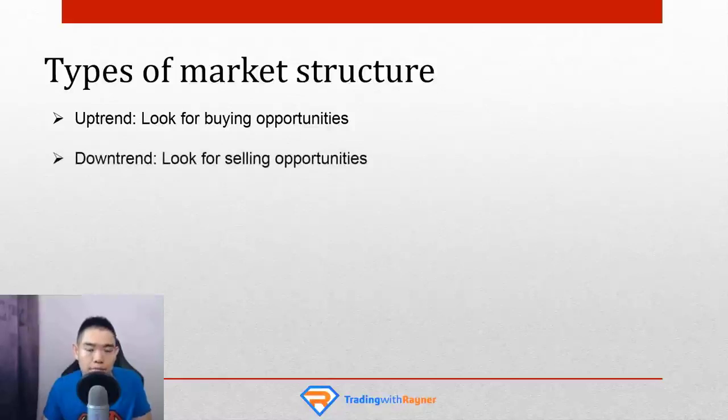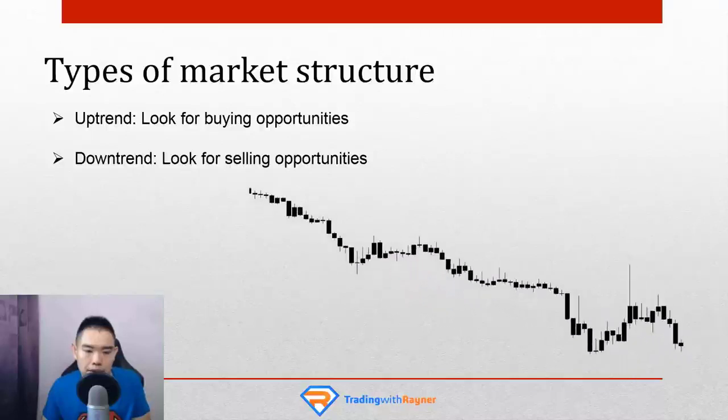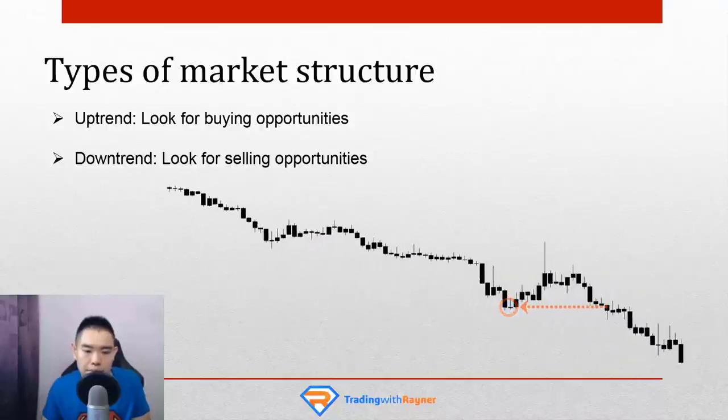Next one, downtrend. This is just the reverse. You want to look for selling opportunities. A downtrend, in essence, is a series of lower highs and lower lows. So the market heads lower, makes a pullback, heads lower again, breaking below the previous low, makes a pullback, heads lower, breaking the previous low. Sometimes it could consolidate and then break down lower, once again breaking below the previous swing low. So if you look at it, you will notice a series of lower high, lower high, lower high, and lower low, lower low, lower low.